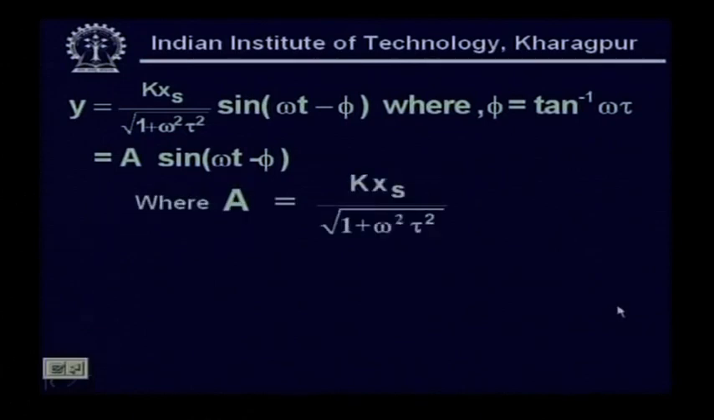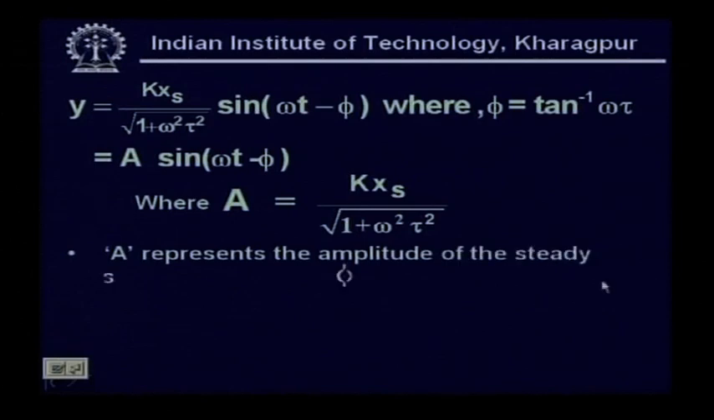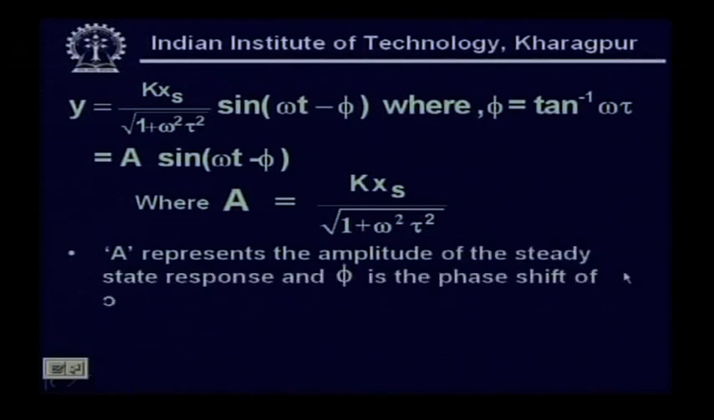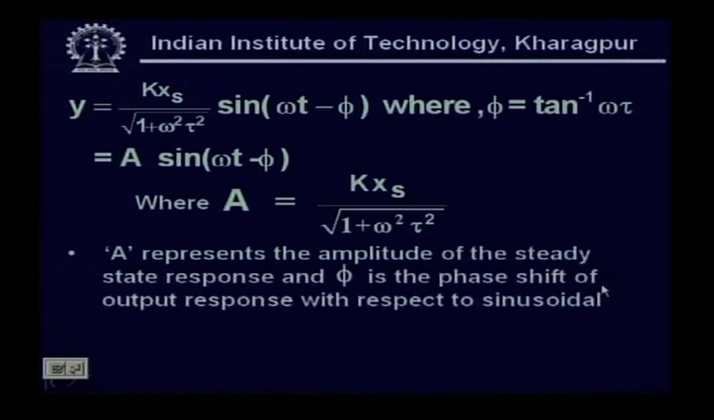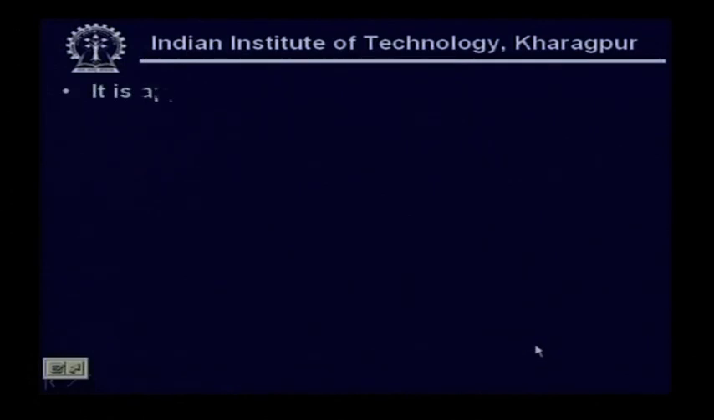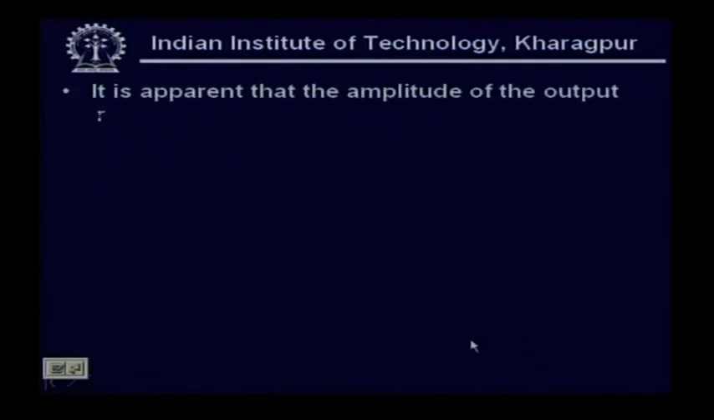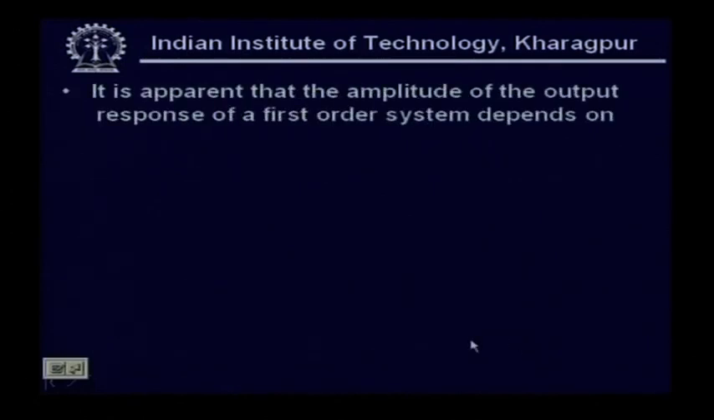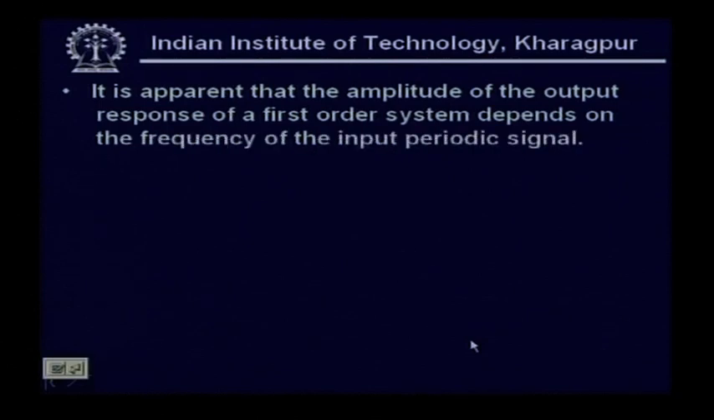Where A equal to k x s upon under the square root 1 plus omega square into tau square, where A represents the amplitude of the steady state response, and phi is the phase shift of the output response with respect to the sinusoidal input, right. It is apparent that the amplitude of the output response of a first order system depends on the frequency of the input periodic signal, right.